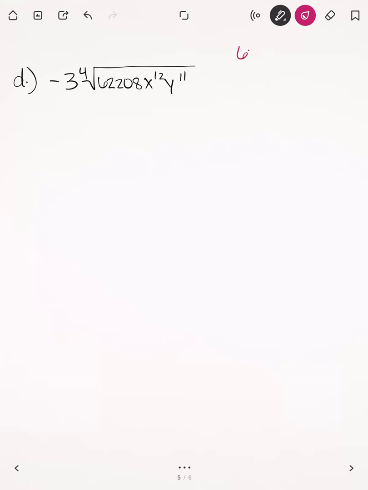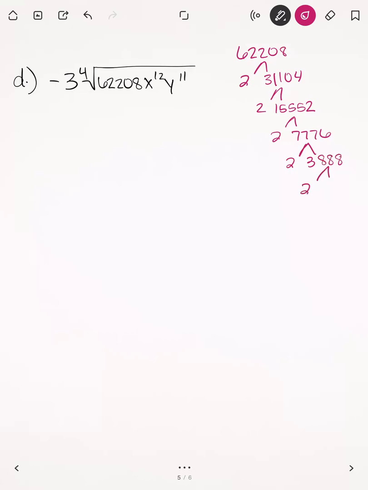So 62,208 breaks down by 2 to 31,104. Breaks down by 2 again to 15,552. By 2 again to 7,776. By 2 again to 3,888. By 2 again to 1,944. By 2 again to 972.